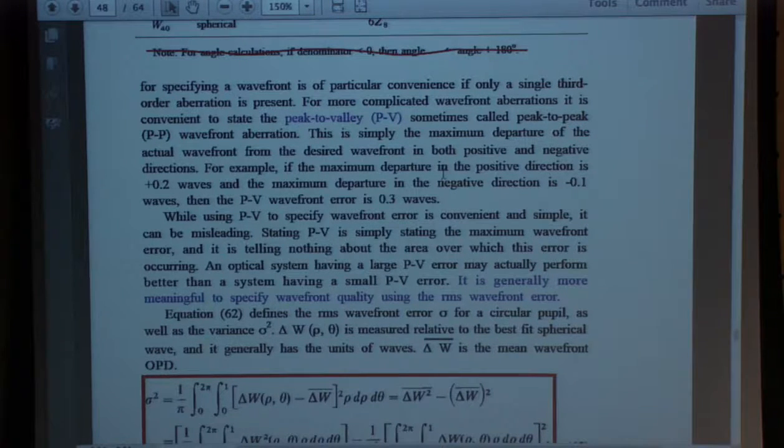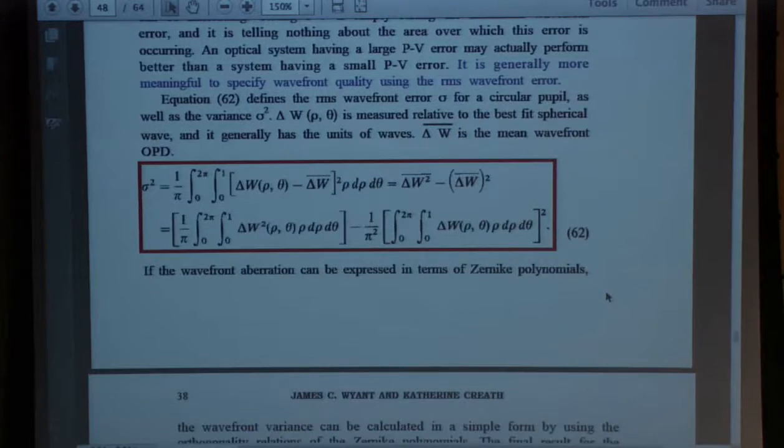And that's easy to do, and it's often used. But of course, the problem with that is that we're really looking at just 2 data points and determining whether the system is good enough by just looking at 2 data points. And so you can get into some trouble doing that. Still used, though, quite often. A somewhat better way is to go over and calculate the root mean square error of the wavefront.